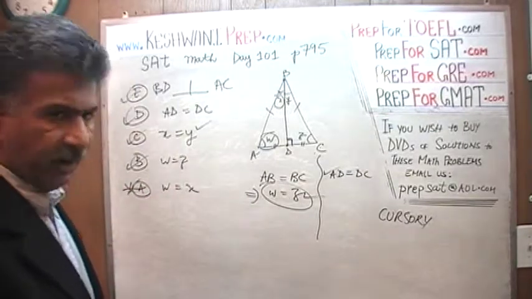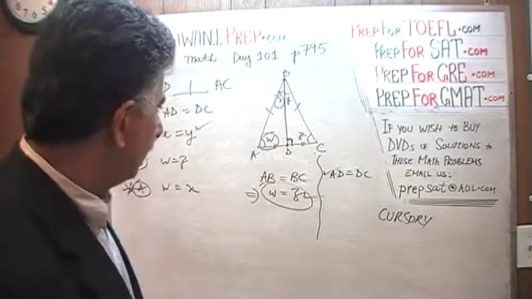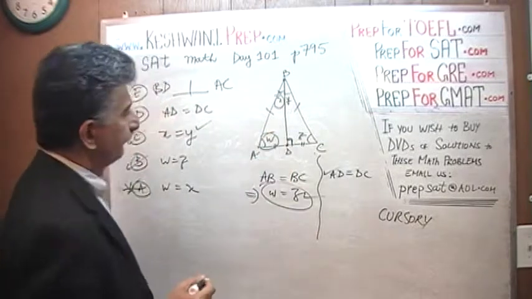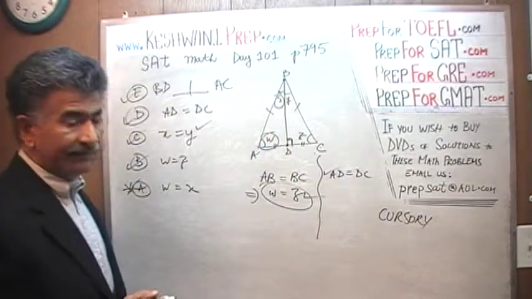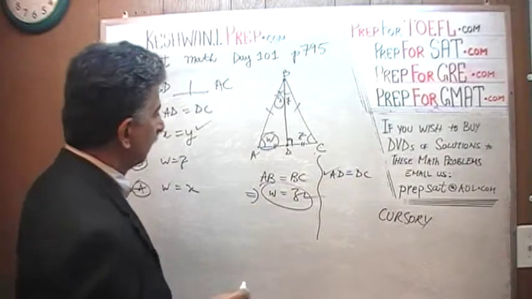Which of the following cannot be concluded? We cannot tell that W is equal to X. We have no way of knowing that. The only way W is going to be equal to X, it is possible, but it's not something that's necessarily true. For example, we can make up a scenario here.